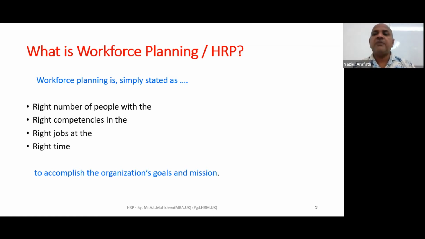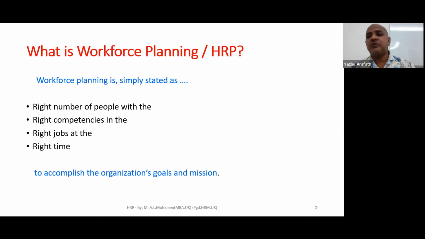HR is the person who is going to recruit people. He is going to bring people into the organization. At that time, he is going to focus on the right number of people needed for the organization, with the right competencies expected for the job role. And at the right time they have to hire. So these things should be planned earlier, before HR starts the recruitment process. Definitely workforce planning should be at the beginning.